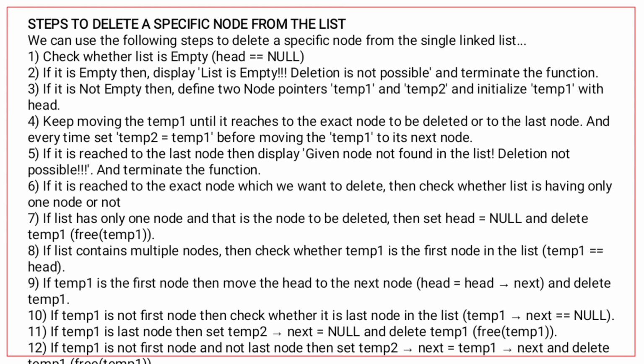Step 10. If temp1 is not first node, then check whether it is last node in the list, temp1->next equal to null. Step 11. If temp1 is last node, then set temp2->next equal to null and delete temp1. And step 12. If temp1 is not first node and not last node, then set temp2->next equal to temp1->next and delete temp1. So these are the steps to delete a specific node from the list.